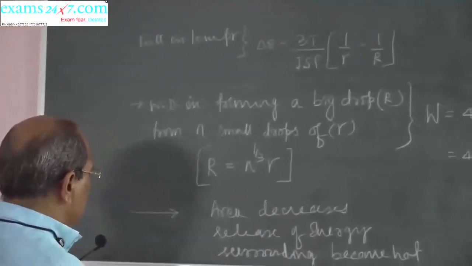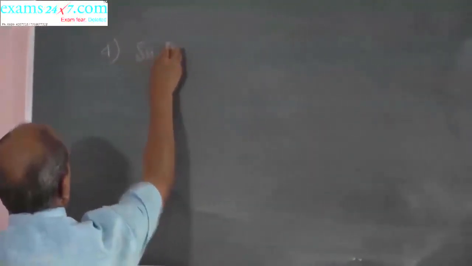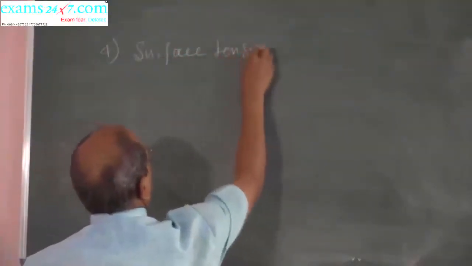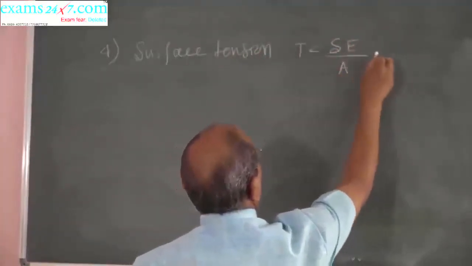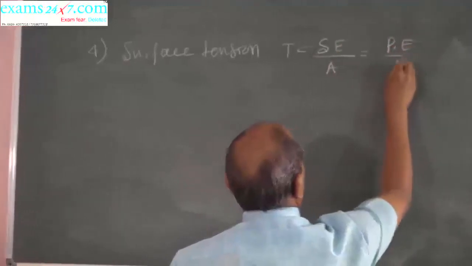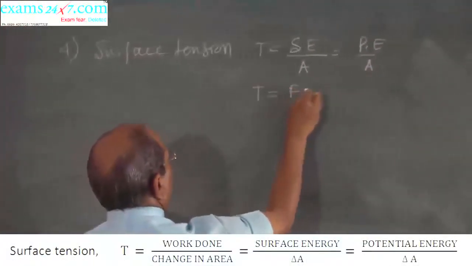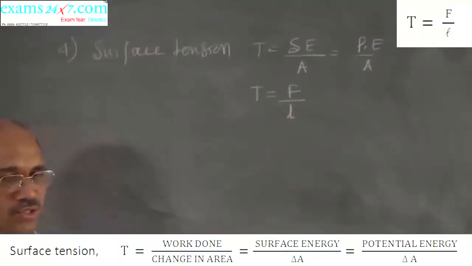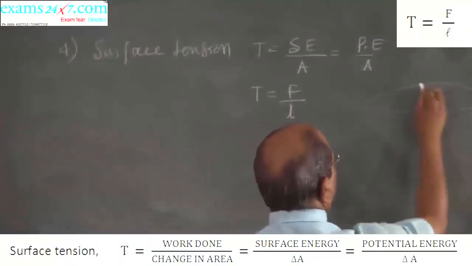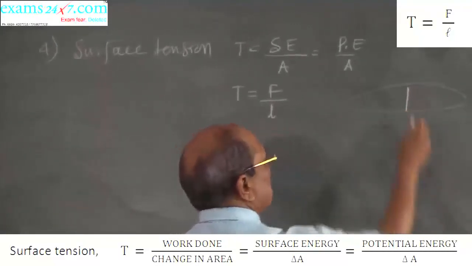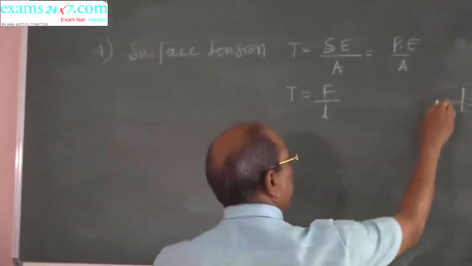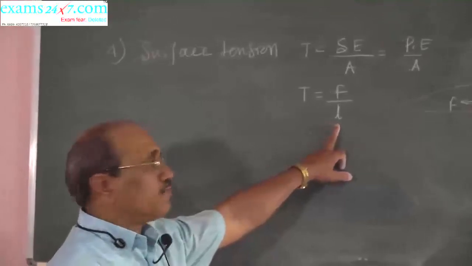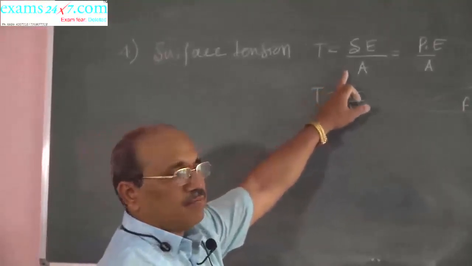With this, let's come to the concept of surface tension. One way we define it is surface energy per area, or potential energy per area. On the other side, it is force per unit length, the tangential force on any liquid surface. If you draw a line on the liquid surface, there is a stretching force in either direction. That tangential force per unit length drawn on the surface of the liquid is considered the surface tension.